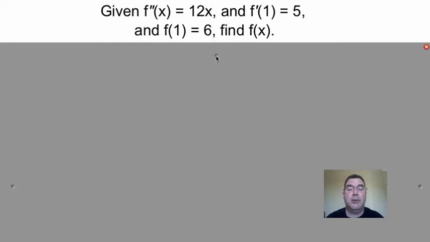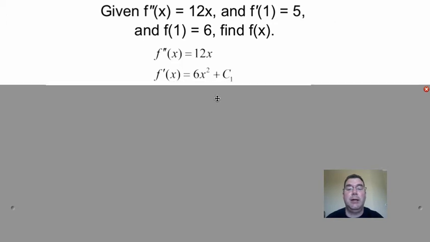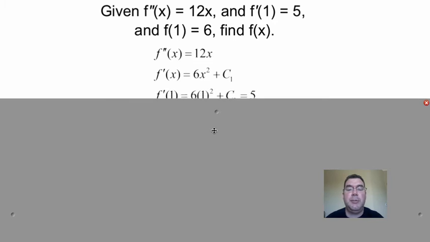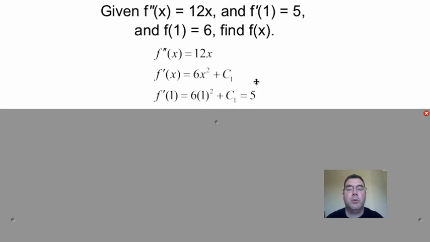I'm basically going to have to go through the process twice. Okay, so let's start. If the second derivative is 12x, then I know that the first derivative is 6x squared plus some constant. And I'm going to call that constant c1. The reason is because I'm going through this process twice, so I'm going to have that plus c twice. Well, I can't call it c both times, so I'm going to call it c1 the first time and then c2 the second time.